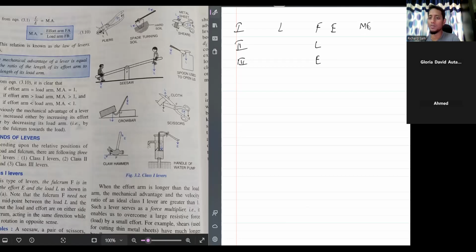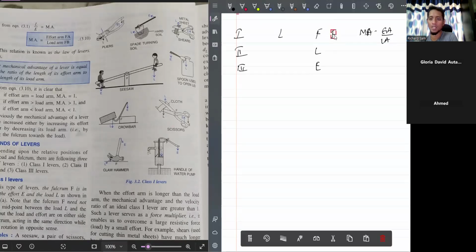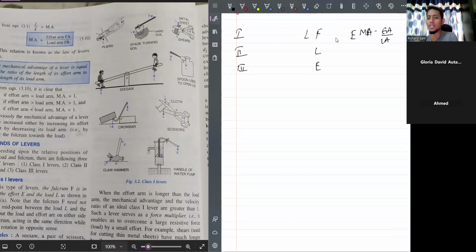Formula for mechanical advantage is what? Effort arm upon load arm. So if effort arm is small, load arm is big, then mechanical advantage is less than 1. Now, what if effort arm grows big? If effort arm comes to the right, this moves to the right and load closer to the fulcrum. Now, the effort arm is big, load arm is small. So, mechanical advantage will be greater than 1. Okay, so class 1 lever can have both mechanical advantages. Can be a force multiplier as well as speed multiplier. A scissor is a speed multiplier. A plier is a force multiplier because it has a long effort arm.